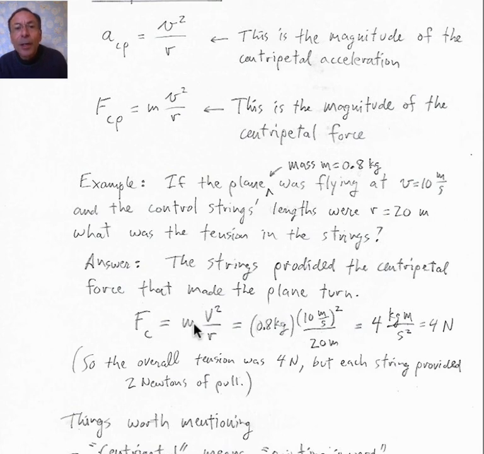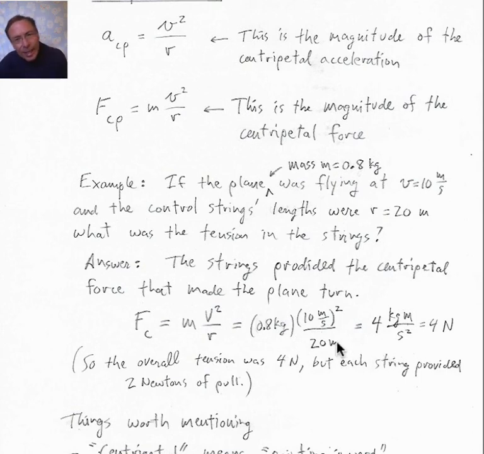So we have our formula, which is mv squared over r. We plug in our numbers: 0.8 kilograms, the speed is 10 meters per second, the radius is 20 meters. Don't forget to square the speed. You do the math and you get 4 kilogram meters per second squared. But as you all know, kilogram meters per second squared is the same thing as newtons. So the overall tension was 4 newtons.